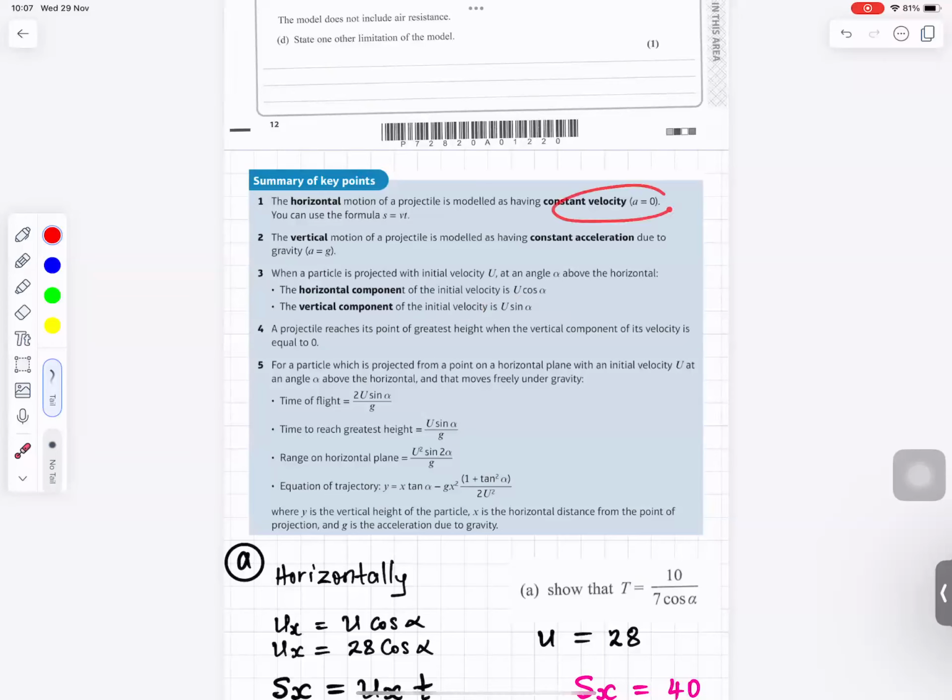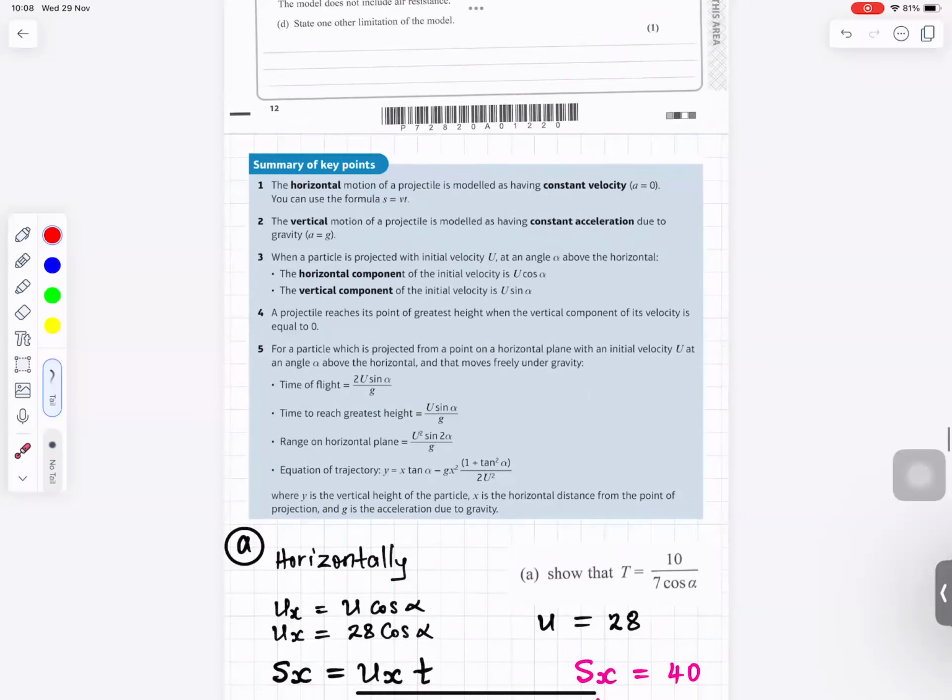And to know that the horizontal acceleration is zero, and the formula for distance is velocity times time. And you can also memorize the maximum height reached and the time of flight. And then the other ones, you can derive them. Saves you a lot of time in exams. Very important part that.